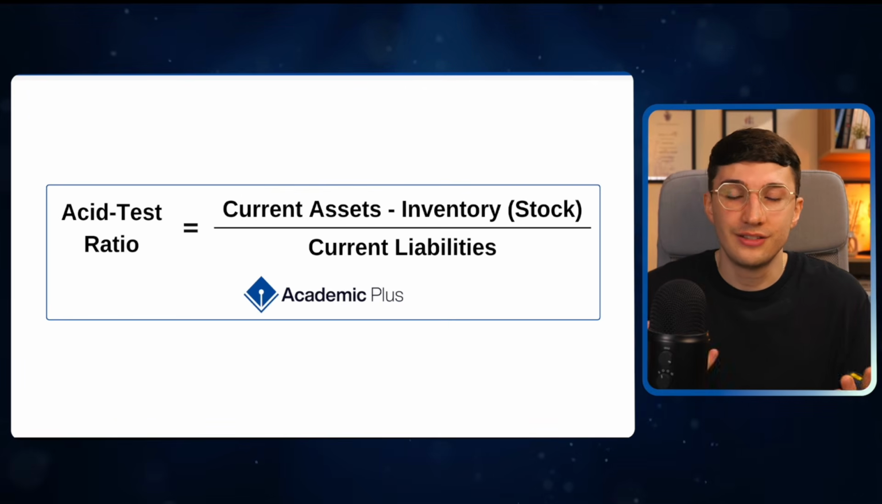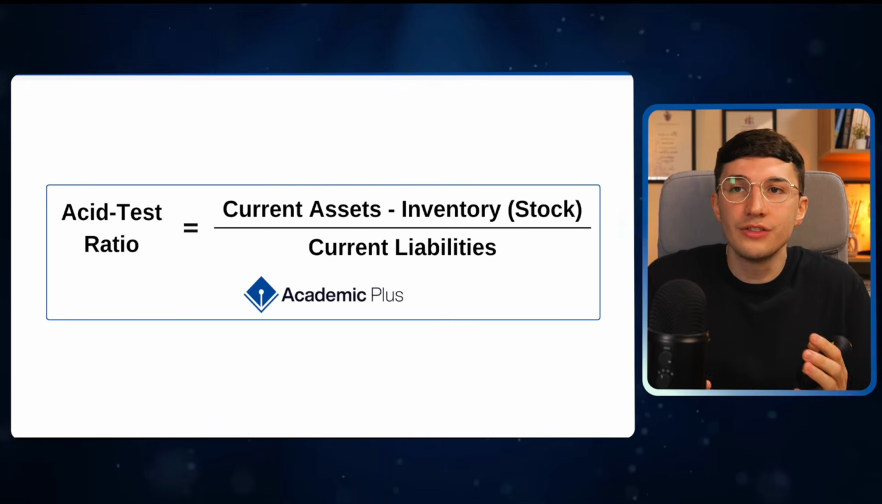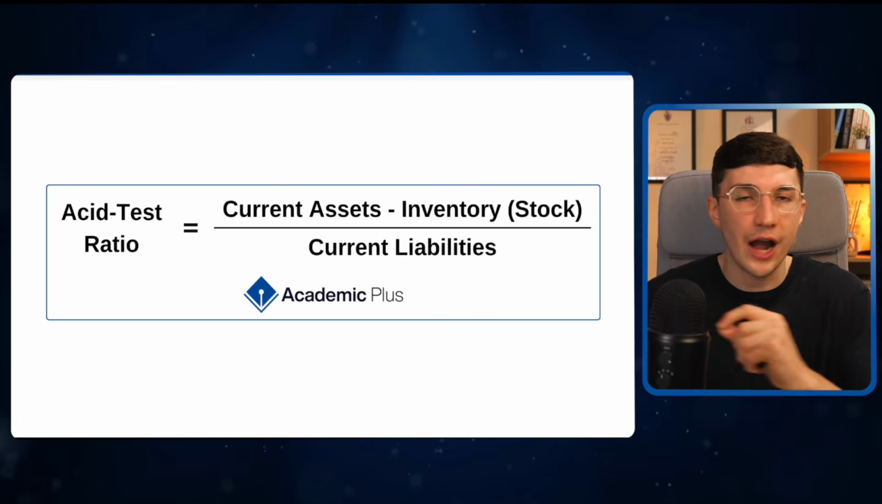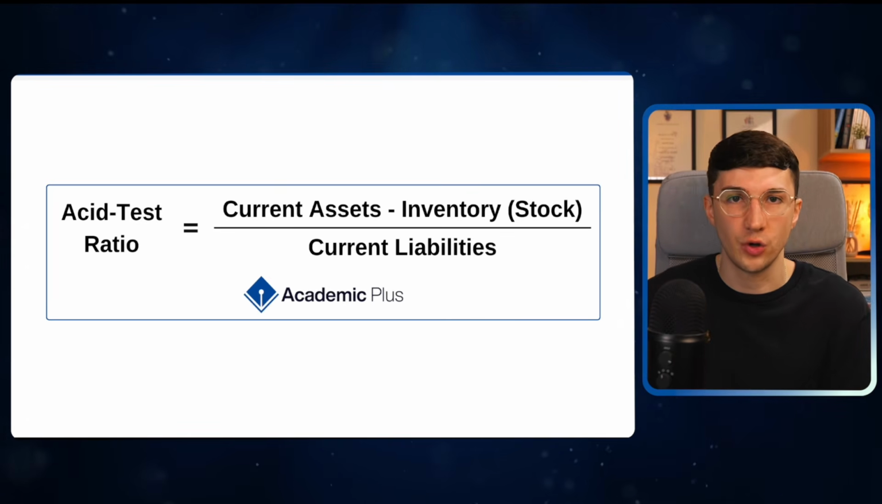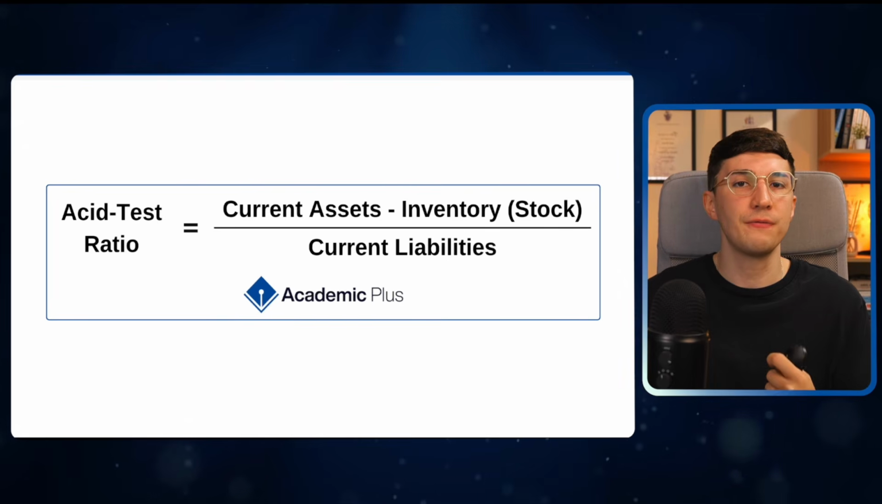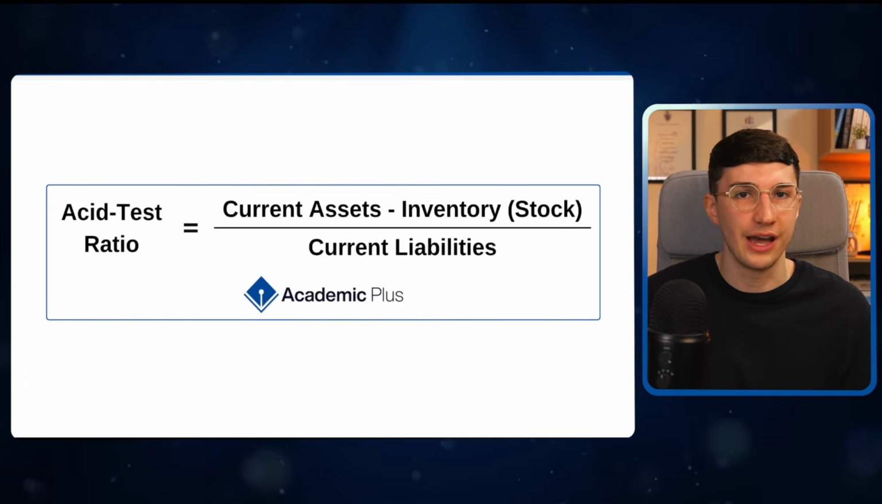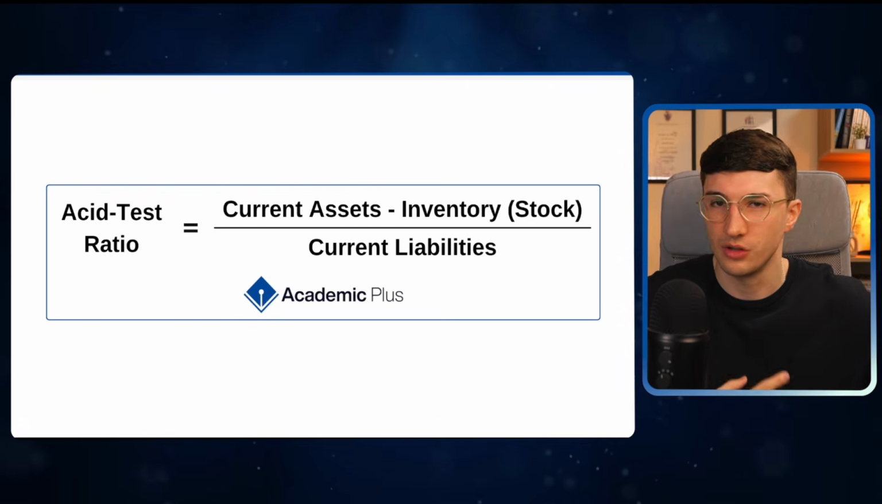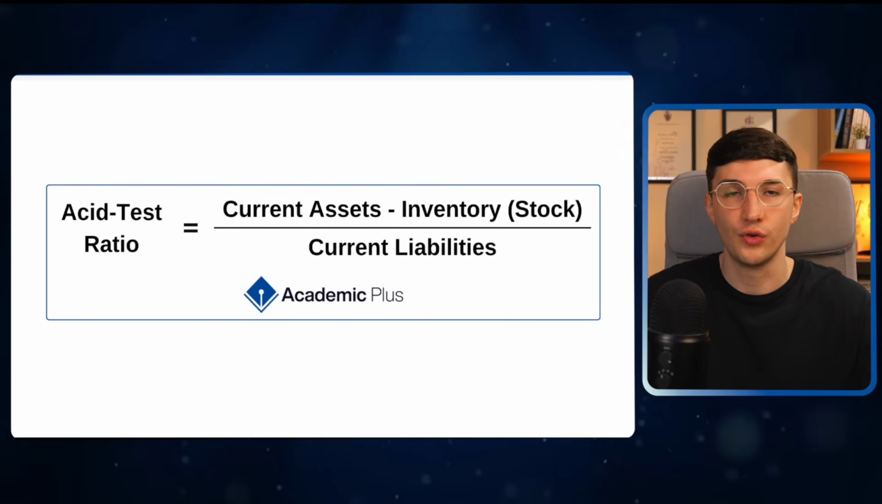And this is what the acid test ratio wants to tell us. It wants to say, what if we didn't sell the inventory? What if we took our inventory, our stock, away from our current assets? Do we still have the ability to pay off those short-term debts? So we use the formula of current assets minus your inventory, also known as stock, divided by your current liabilities.